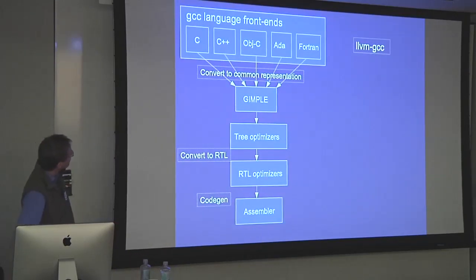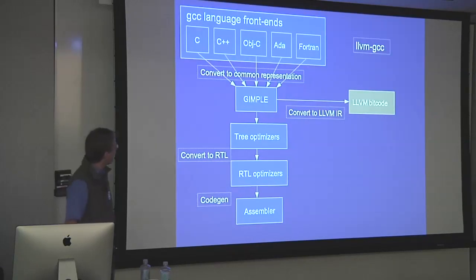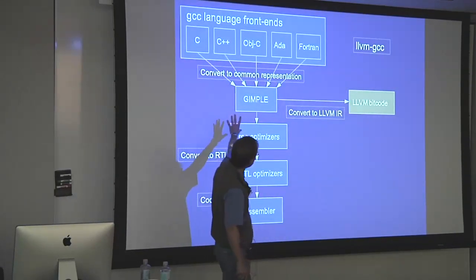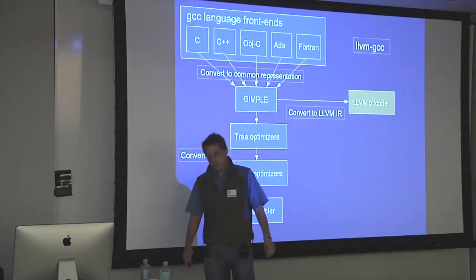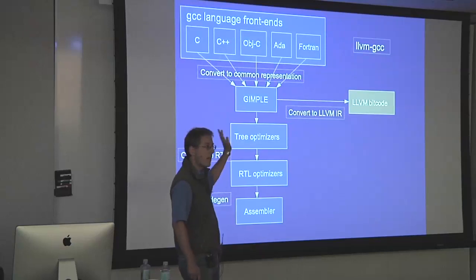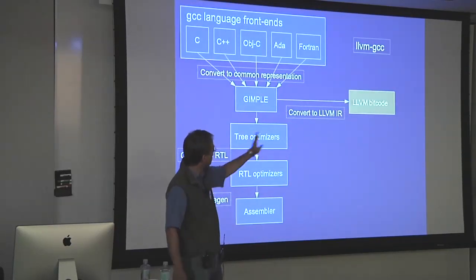And in LLVM-gcc, what's happened is that instead of this, GIMPLE is first converted to LLVM's IR, which I'm just going to refer to as bitcode, because there are too many different IRs floating around here, so I'll just call it bitcode.